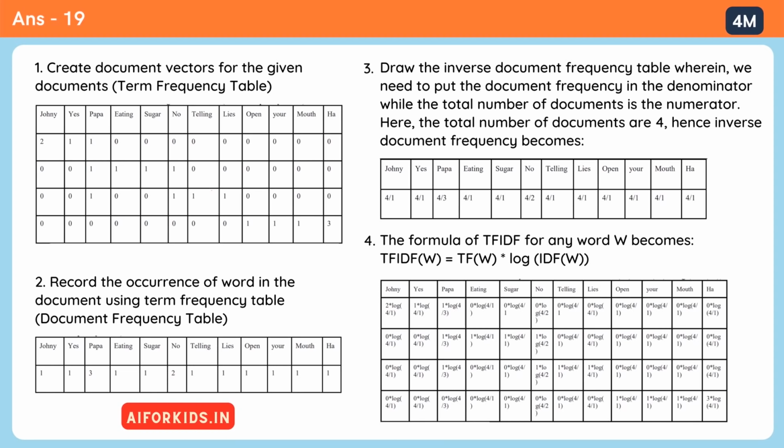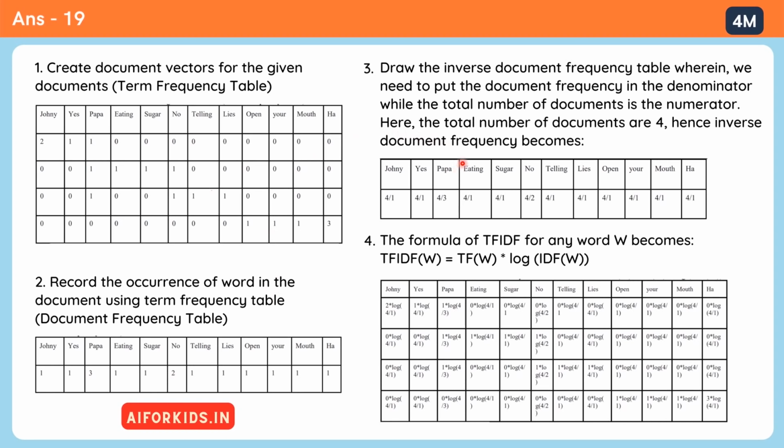First we need to create document vectors for the given documents, that is the term frequency table. Each table which we are going to create here counts for 1 mark each. So we have to create this table in the examination too. This is the term frequency table which is created. Then second is to record the occurrence of the word in documents using the term frequency table. So here is the document frequency table, that is counting the occurrence of words, how many times the words occur.